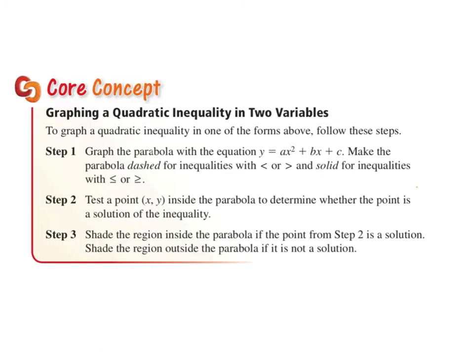So these are 3 steps in graphing quadratic inequalities with two variables. To graph a quadratic inequality in one of the forms above, follow these steps. Step 1, we need to graph the parabola with the equation. So we would graph it as if it were equal to, what we've seen before.